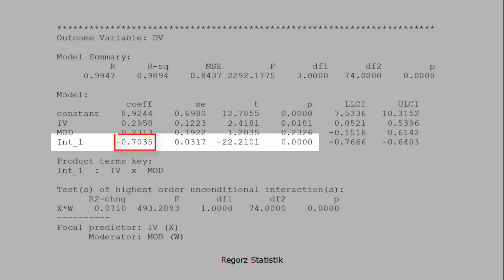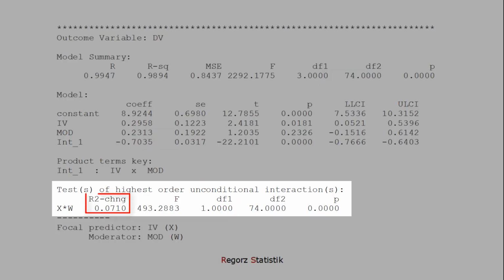Here the sign is negative, so a higher value of the moderator is associated with a mathematically smaller effect of the independent variable on the dependent variable. The effect size for the moderation is here, R2 change. This is the additional variance explained by including the interaction.